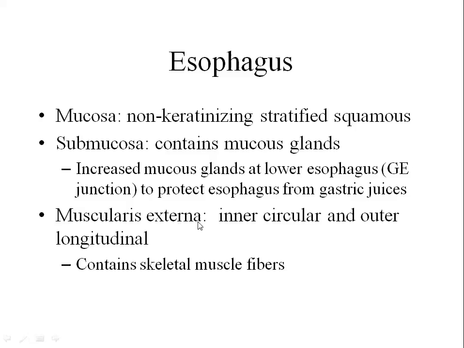The muscularis externa, the outermost second layer of the esophagus, contains inner circular and outer longitudinal muscles. They contain skeletal muscle fibers. Because of that, we can swallow food and pass it to the stomach.